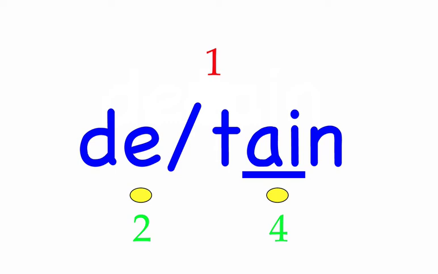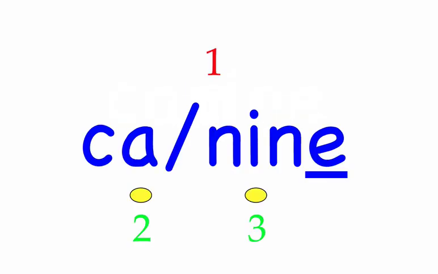Row 5, canine. Canine. The canine unit was out on the street. Canine. Ca, 2 sounds. K, A. Nine, 3 sounds. N, I, N. Canine. Mark the word. Canine.